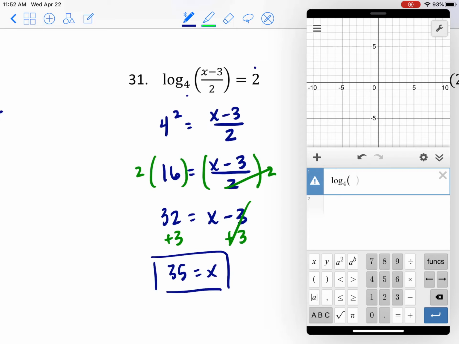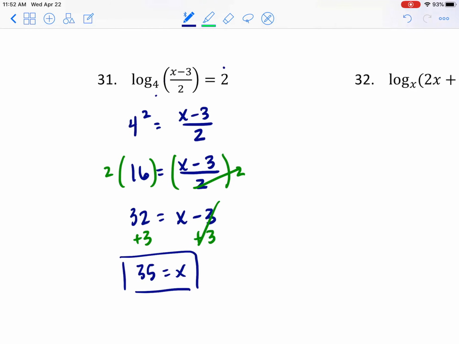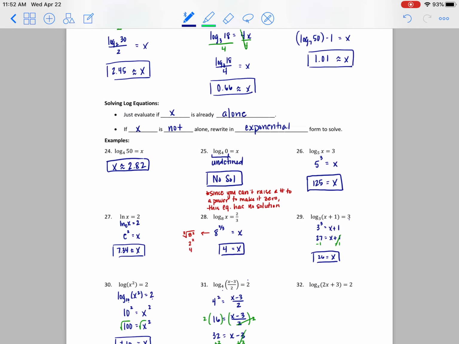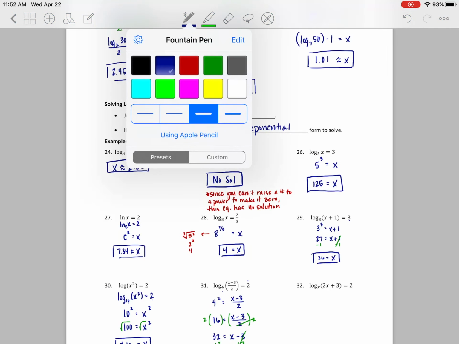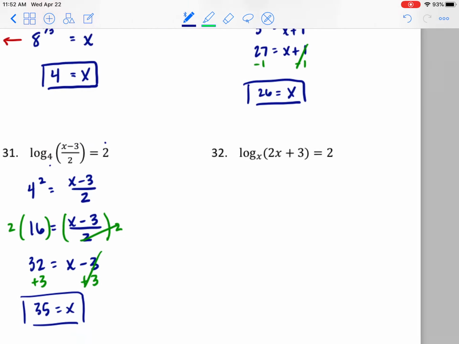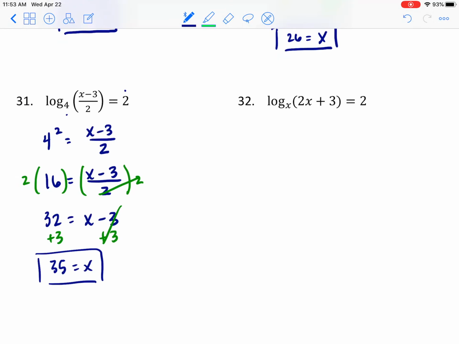And again, at any point you can plug these in to check just to make sure. Let me just show you. So on this one, if I wanted to check log base 4 of, in the parentheses, I'm going to put in 35 minus 3 on the top, 2 on the bottom, and when I put that in there, it gives me the answer of 2 that I know I was supposed to get. Good. Okay, this is the last one. Are we really toward the end? Okay, good. Last one.